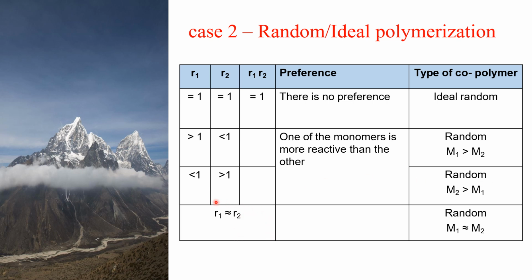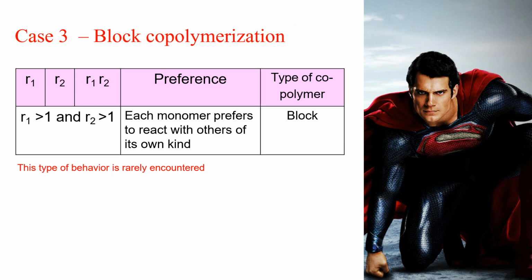And in the last case, if you have R1 and R2 almost the same, for example values like 1 point something or 0.8, then this will be random copolymerization as well, but the compositions of M1 and M2 are almost the same. Okay, this next one is the most interesting copolymerization, as it is quite different from the others.